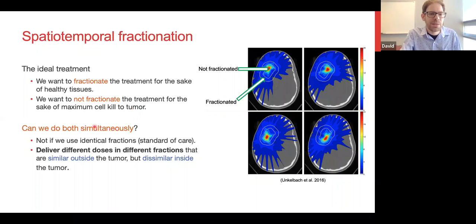Okay, and so specifically, if we use identical fractions, as standard of care, then however much we fractionate in the healthy tissue is going to be the same. We fractionate exactly the same in the target, which is not great. But then the observation by Unkelbach from like 2015, 2016 is that if we deliver different doses in different fractions, then we can at least approximately do this: fractionate much more in the healthy tissue than in the tumor.